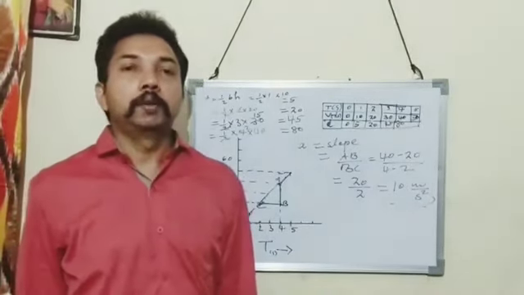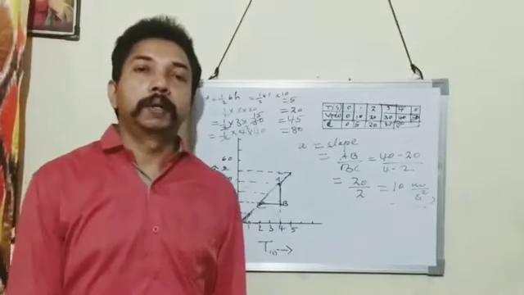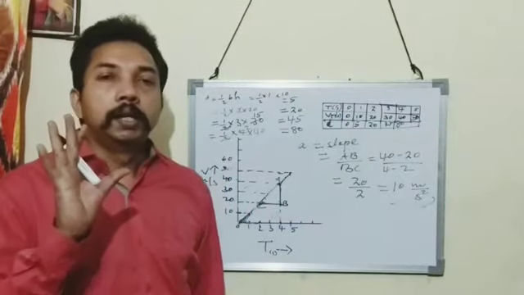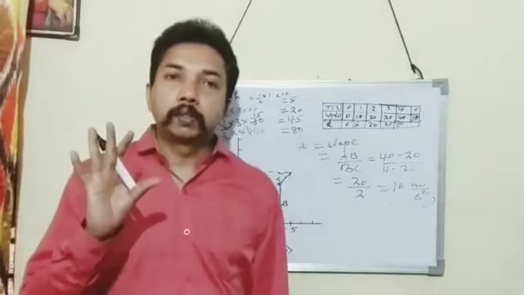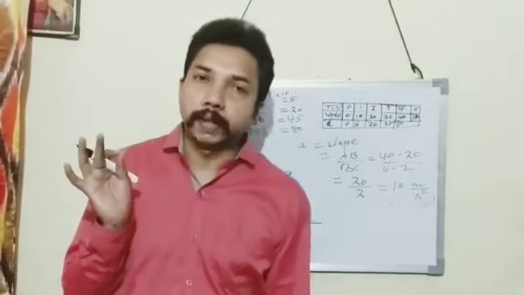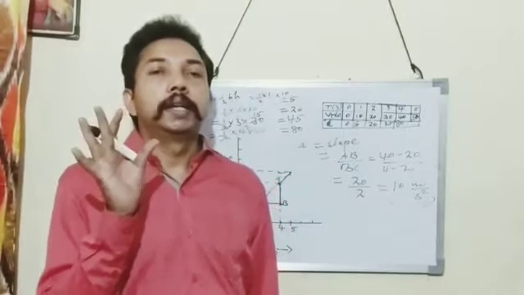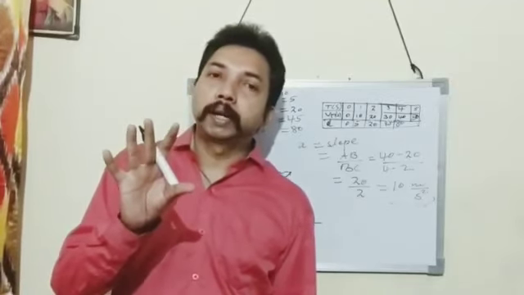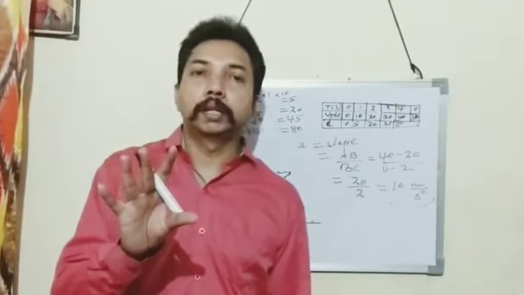So you have seen how to find the displacement from the velocity time graph. Displacement from the velocity time graph is found by finding the area between the graph and the x-axis, and the acceleration is found from the velocity time graph by finding the slope of the graph.